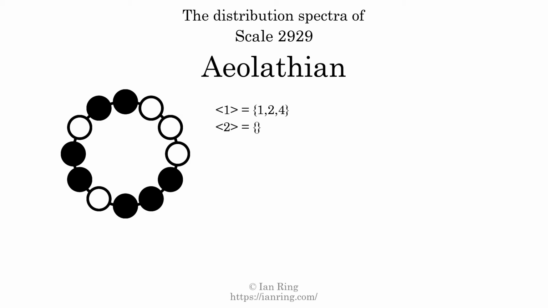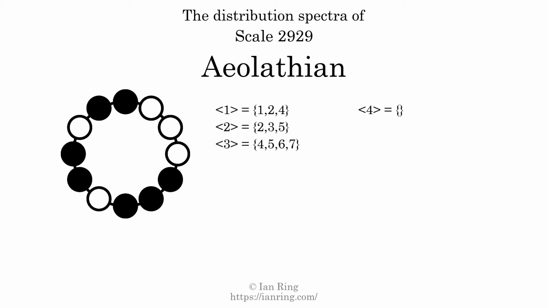The generic interval of 2 scale steps comes in 3 different specific interval sizes: 2 semitones, 3 semitones, and 5 semitones. The spectrum width of this generic interval is 3. The generic interval of 3 scale steps comes in 4 different specific interval sizes: 4 semitones, 5 semitones, 6 semitones, and 7 semitones. The spectrum width of this generic interval is 3.